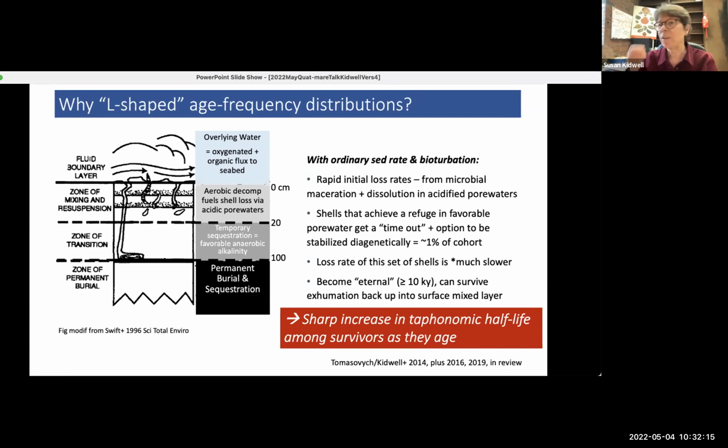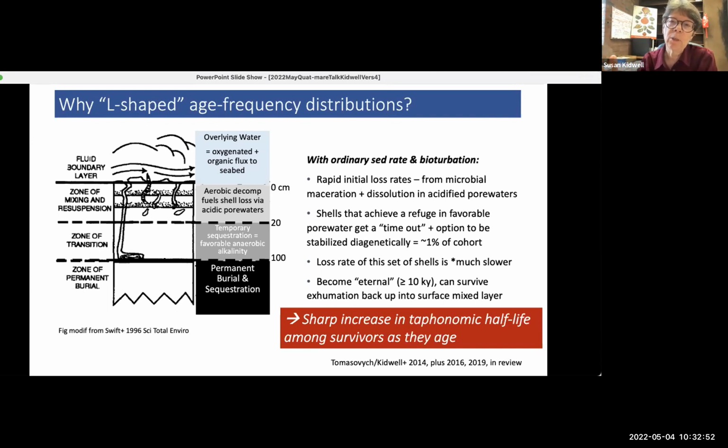pore waters. Now, the few shells that manage not to die, not to disappear, attaining some kind of little microenvironmental refuge within the surface mixed layer, or attaining some temporary sequestration by burial just beneath it, they start to degrade much slower. They have a longer half-life, and that's because they have a timeout from those horrible conditions, but also we're finding it's because they are diagenetically stabilized. The microstructure shifts, and that's a whole other talk. That constitutes only around 1% of the total cohort.